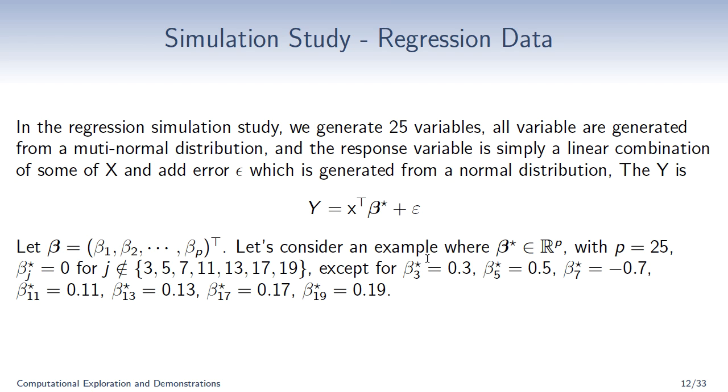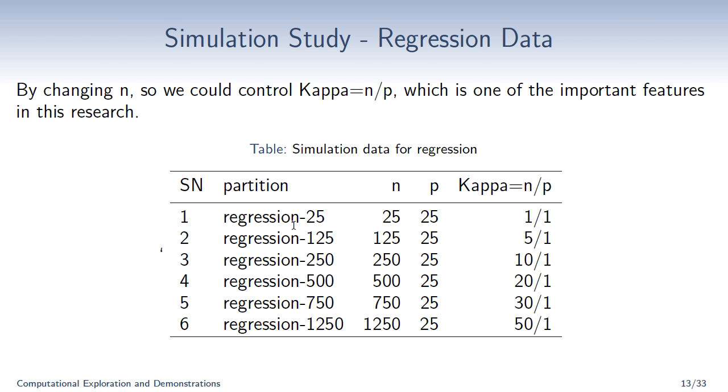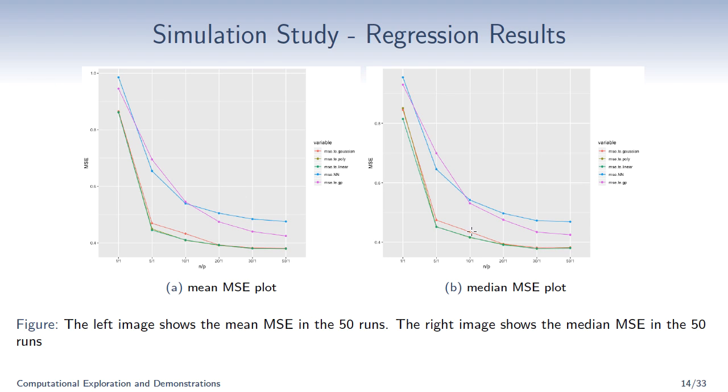First, here is how we simulate the regression data. There will be 25 variables, and here are the parameters beta. This table shows 6 sets of simulation regression data. We simply enlarge n from 25 to 1250, and there will be 6 of them. And here are the results.